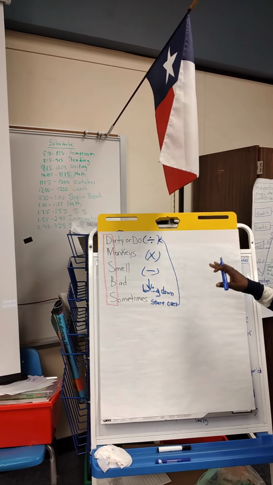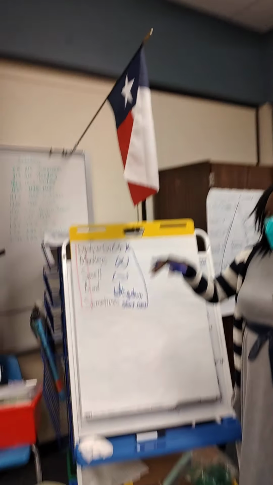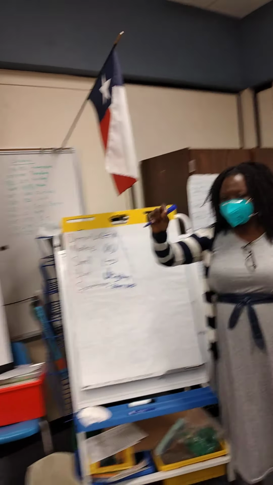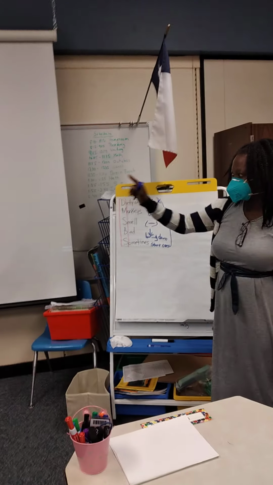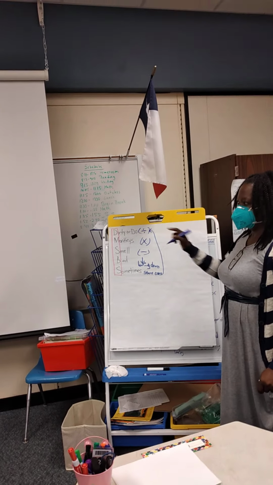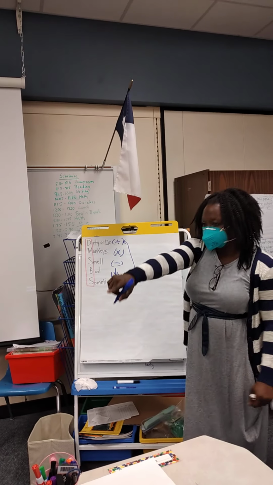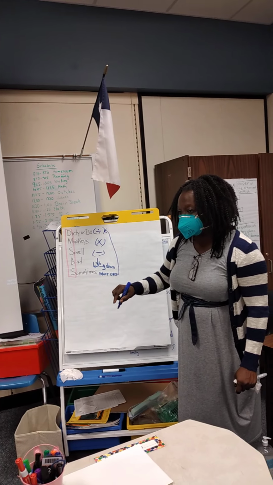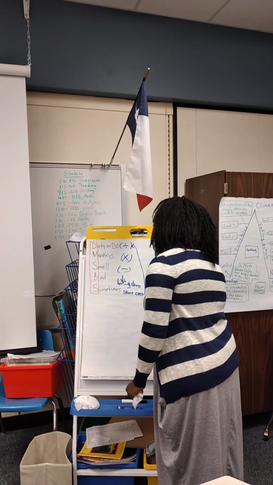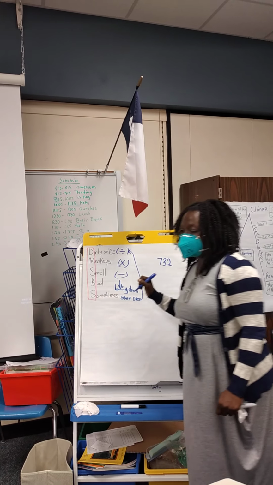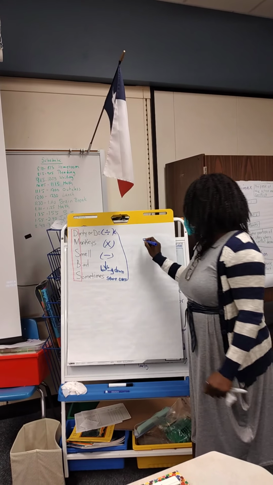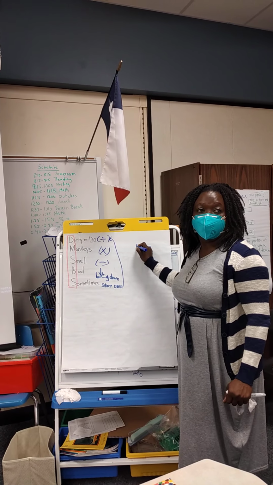What was the total from yesterday? In the problem, what was the total? Very good. The total was what? 730. And it's a division problem. Was that the dividend or the divisor? That was the dividend.